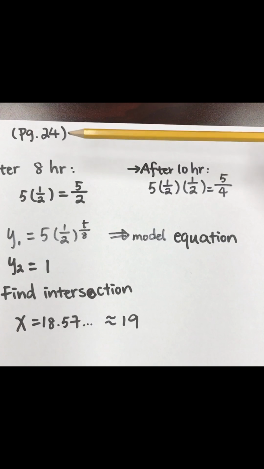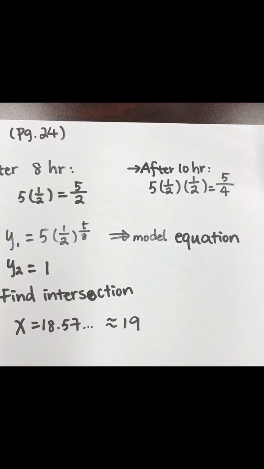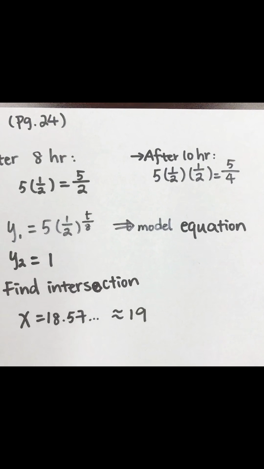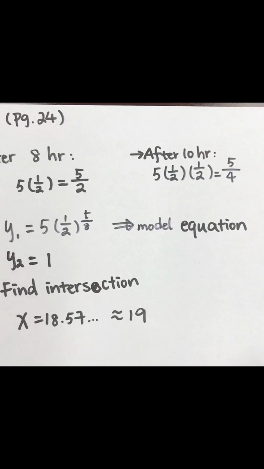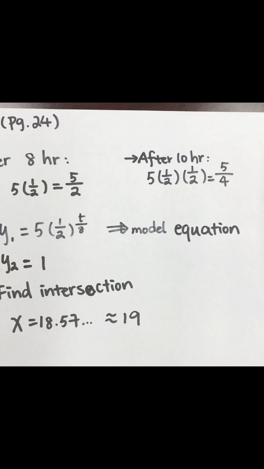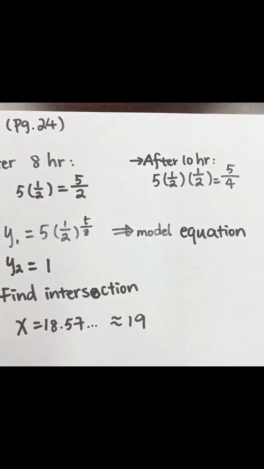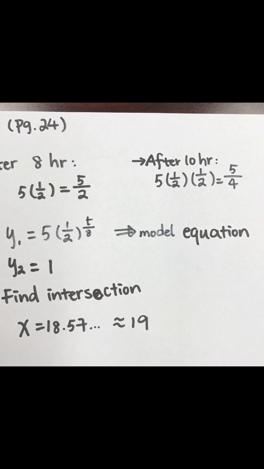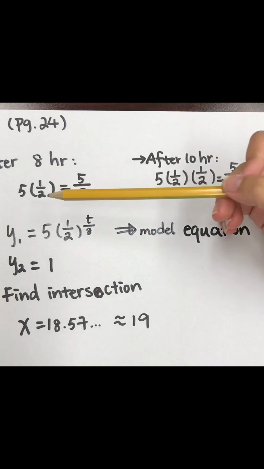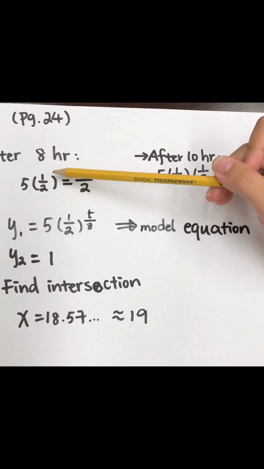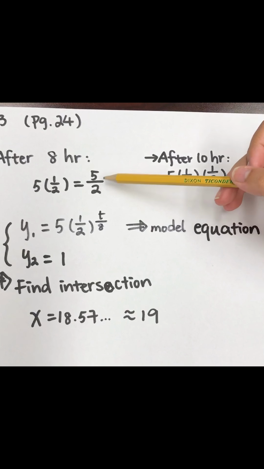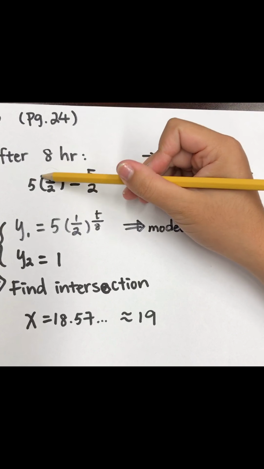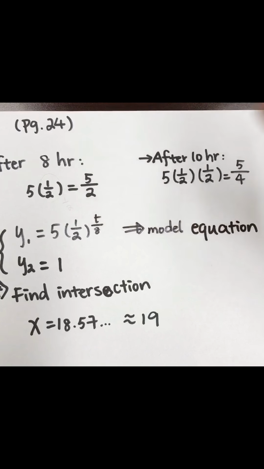This is number 3, and they have a similar example explained on page 24 in the textbook. The question is, the half-life of a certain radioactive substance is 8 hours. There are 5 grams present initially. Which of the following gives the best approximation of when there will be 1 gram remaining? For this, you will start with 5 grams and multiply by a half to get 5/2. Why would you do that? Because the question says half-life, that's why you need to multiply by 1/2 here.